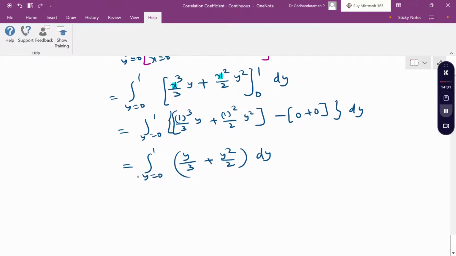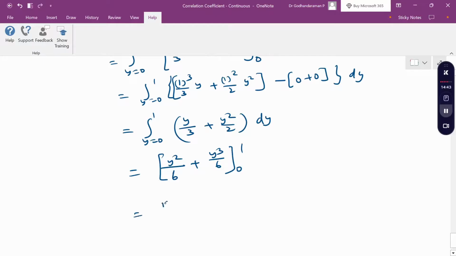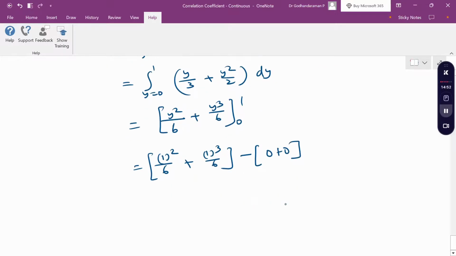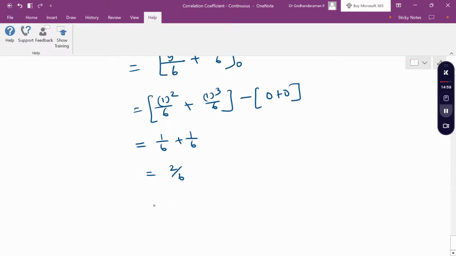Now integrate with respect to y. The integration of y is y square by 2, so y square by 6, y cube by 6, from 0 to 1. So when I substitute the upper limit, 1 square by 6, 1 cube by 6, minus the lower limit. Therefore 1 by 6 plus 1 by 6 is 2 by 6, and then 1 by 3. This is the expectation of xy.